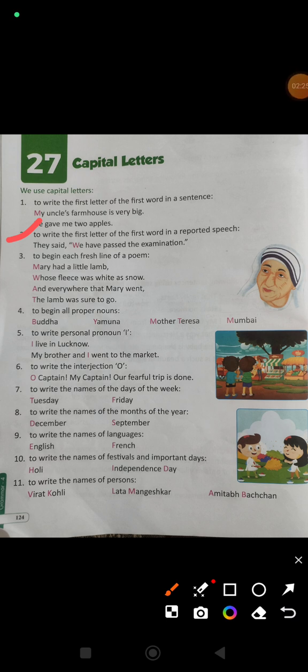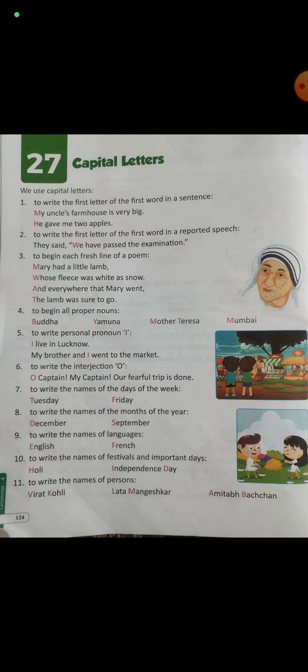Second is to write the first letter of the first word in a reported speech. Second rule is to write the first letter of the first word in a reported speech. Yes beta, so always make the first letter of the first word in a reported speech capital.